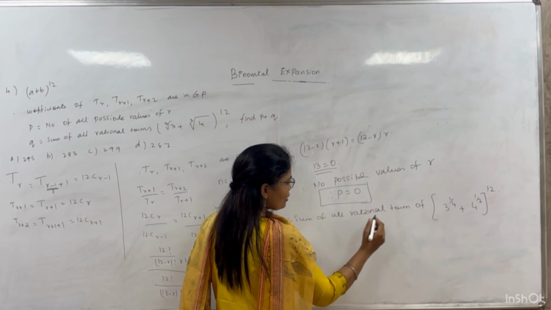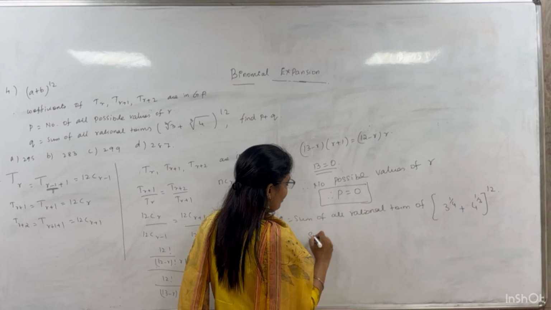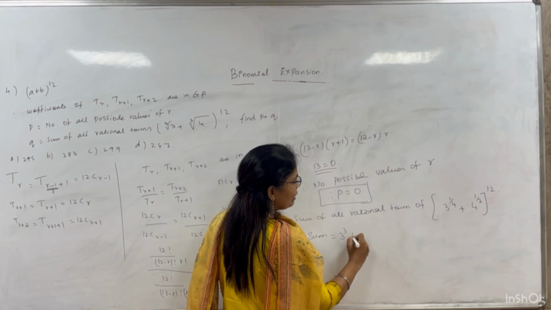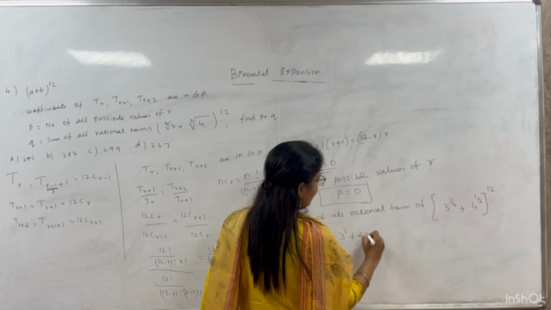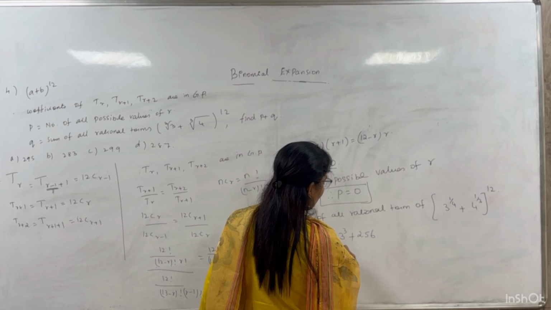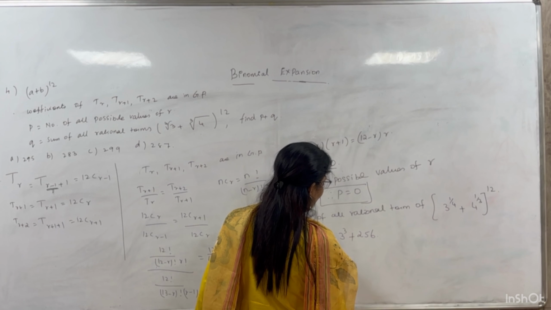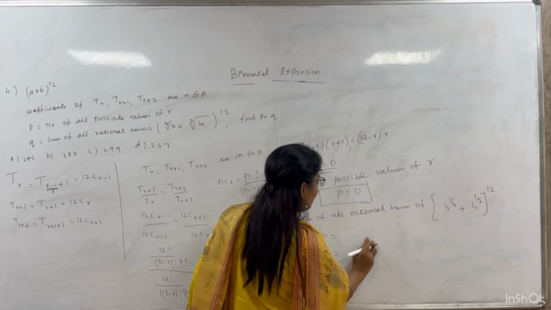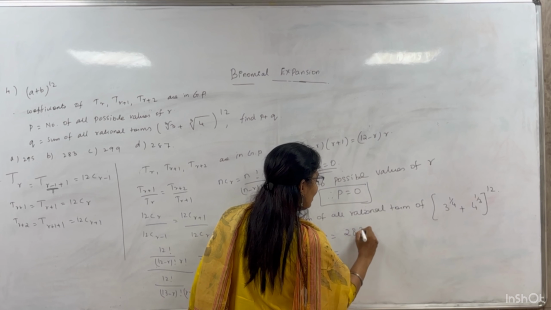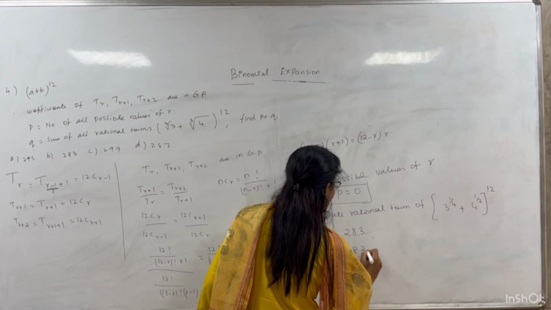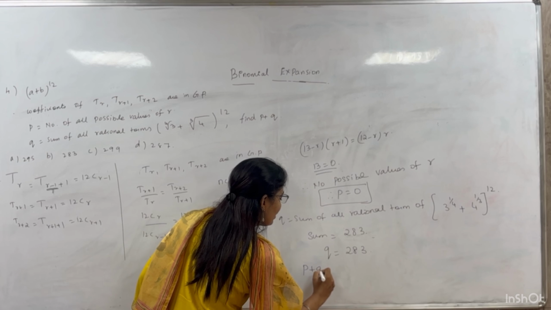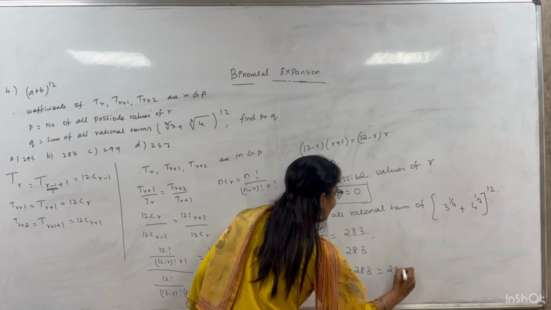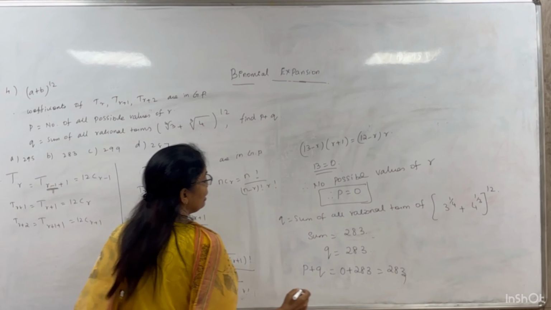The rational terms' sum will be 3^12 by 3^3 plus 256 will come. So Q will be 3 cube, okay, so the total is 256. This is 283. Q is 283. The question asks P plus Q, so 0 plus 283. The answer is 283. So this is option B.